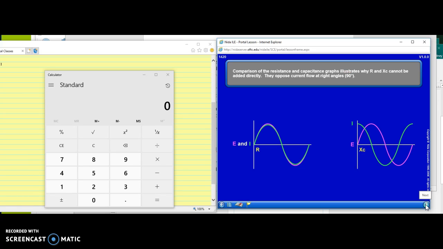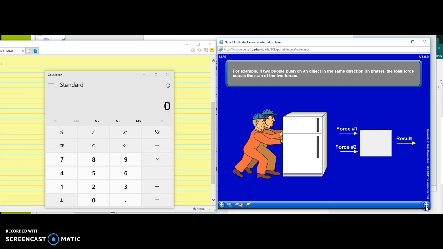Alright, so comparison of the resistance and capacitive graphs illustrates why R and X of C cannot be added directly. They oppose current flow at right angles. So this is where it's going to get real interesting, so hang on. We're not creating current by any means. We're just altering the time in which the current flows. But something interesting is going to happen with voltage drops here in just a minute.